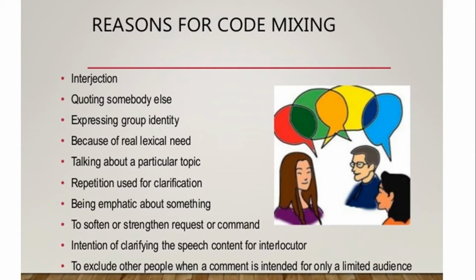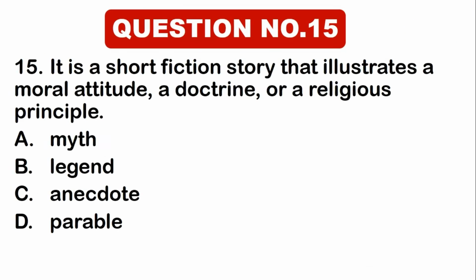Reasons for code mixing or code switching: interjection, quoting somebody else, expressing group identity because of real lexical need, talking about a particular topic, repetition used for clarification, being emphatic about something, to soften or strengthen a request or command, intention of clarifying the speech content for the interlocutor, and to exclude other people when a comment is intended for only a limited audience. Code switching.